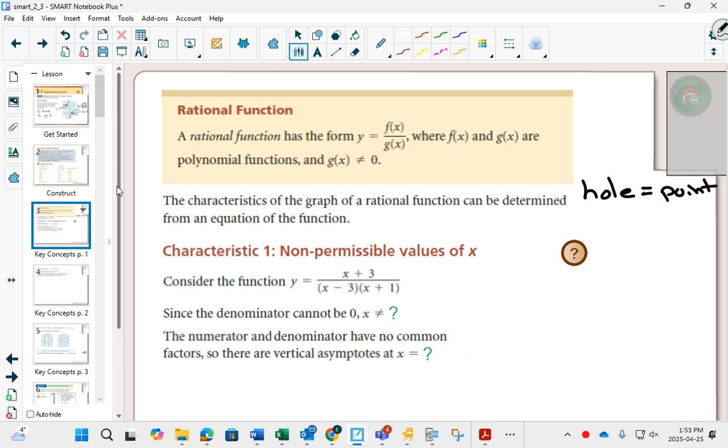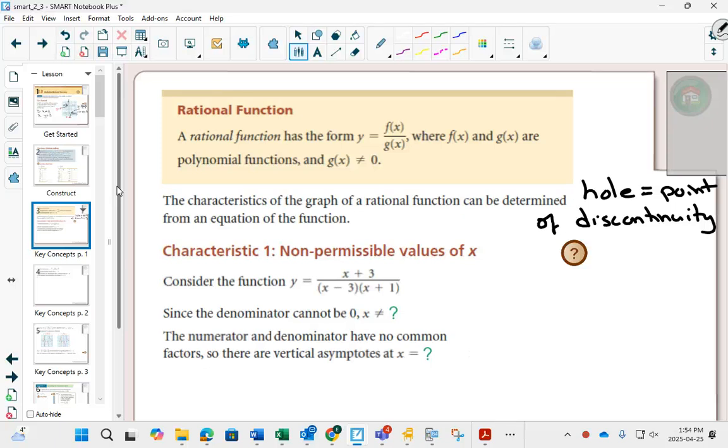Another word for a hole is point of discontinuity. Can you see why I use the word hole? It's only 4 letters, nice and short to write. But there has been an exam where it says, find the point of discontinuity, and if you didn't know that's a hole, that would be a problem.